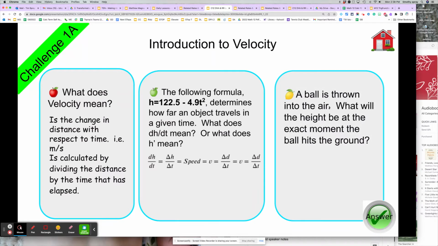Okay, so here's another question. A ball is thrown into the air. What will the height be at the exact moment the ball hits the ground? Please do not overthink this. When the ball hits the ground, the height would be 0 because it is on the ground. So I'm priming you for some questions later that may come along where you might overthink it. So don't overthink it.